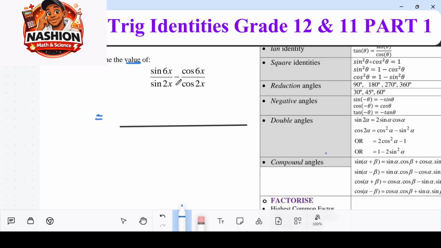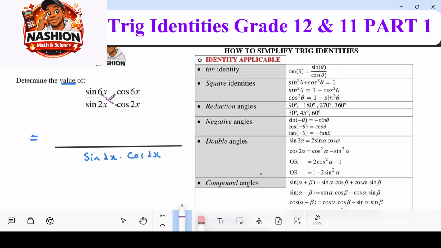Let's do it. So in this case, our denominators, we have sine 2x and cos 2x. When we multiply them together, we get sine of 2x times cos 2x. Now for the numerators, we cross multiply. Firstly, sine 6x will multiply cos 2x, giving us sine 6x times cos 2x, minus, then cos 6x will multiply sine 2x. We are getting cos 6x times sine 2x.